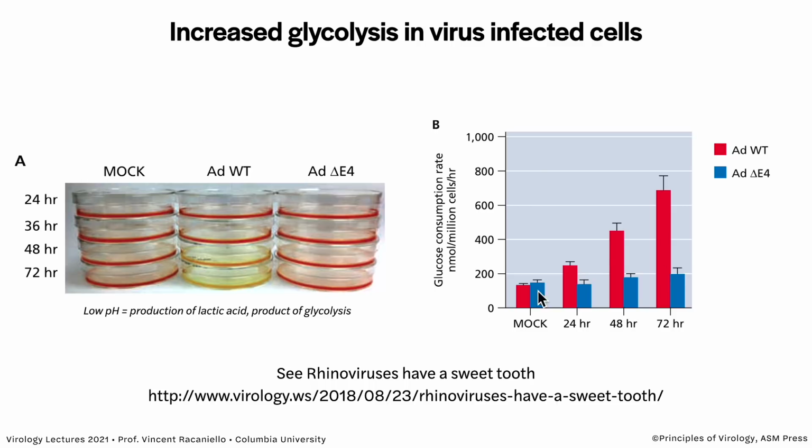And this is a different way of looking at it. This is actually glucose consumption. You can measure glucose consumption, nanomoles per million cells per hour. And you can see it goes up in adeno wild-type infected cells. So the cells are consuming glucose. We sort of had evidence for that here in the low pH, but here you can see it quantified. And the E4 deletion mutant is not consuming any glucose.